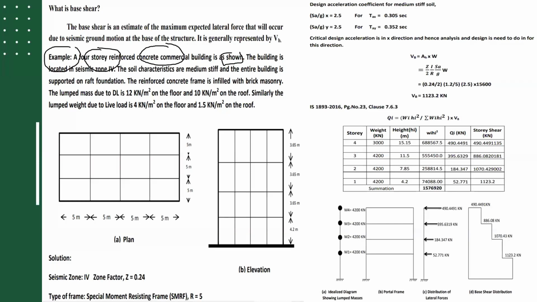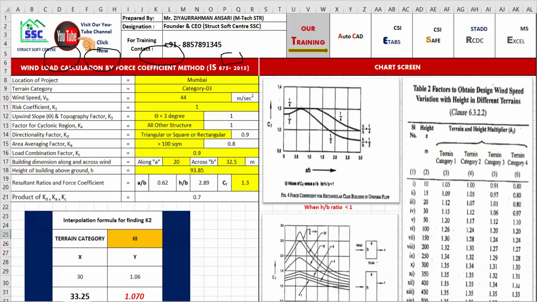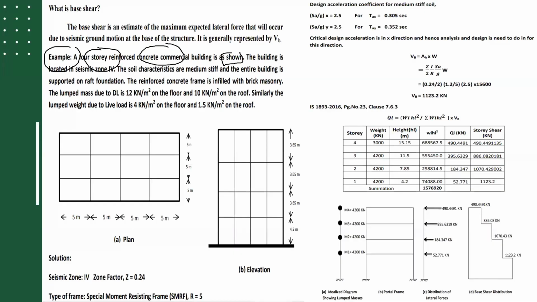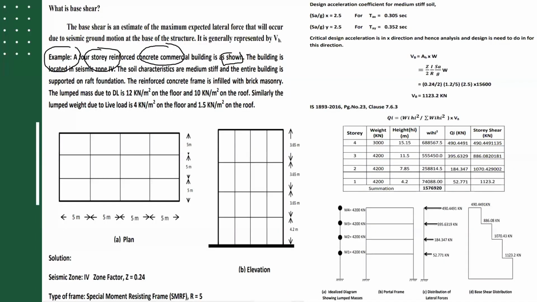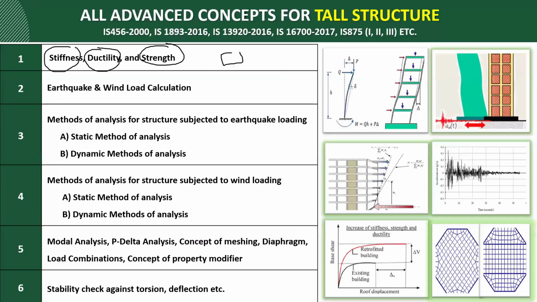So we will let you know how to do the manual calculation for the earthquake load and for the wind load. We have excellent-level Excel sheets, as I told you earlier. For a high-rise structure, we will show how to calculate the wind load as per the IS 875 (2015) code. After doing this calculation, we will let you know how to implement those values in the ETABS software.